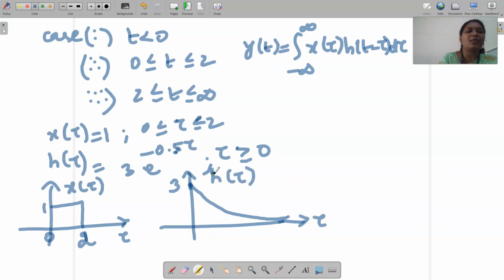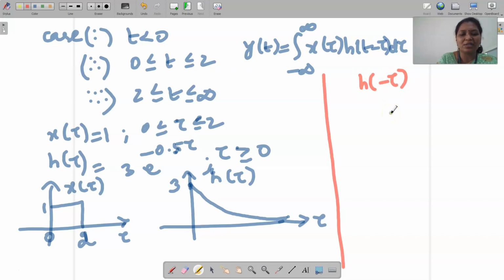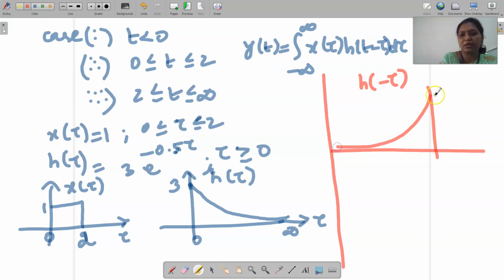And then the third diagram is the reversal diagram. h of minus tau you have to draw. How will you draw your h of minus tau? h of minus tau is just the reversal of your value. Before that, it is varying from 0 to infinity, a decaying signal. Now draw the reversal diagram, just time reversal. It will be like this. The amplitude remains the same, only the time axis differs. So 0 to infinity now becomes minus infinity to 0.